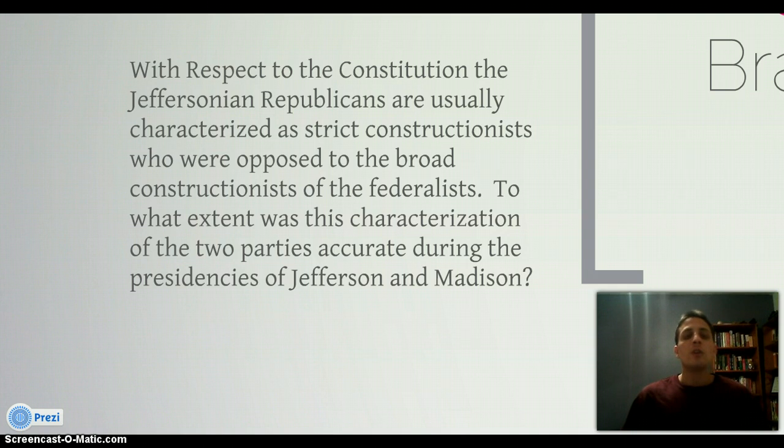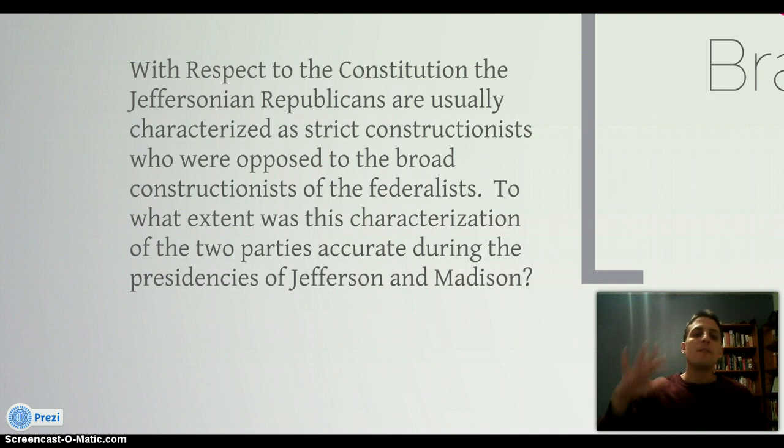Read the question. So what I want you guys to do now is to pause the video and read the question to yourself, and write down everything that you know about it up until this point. For us at this point, it's easy because we just learned about Jefferson and Madison and strict constructionism and loose constructionism. But you have to understand, on the AP exam, it could be anything that we've learned throughout the entire year.